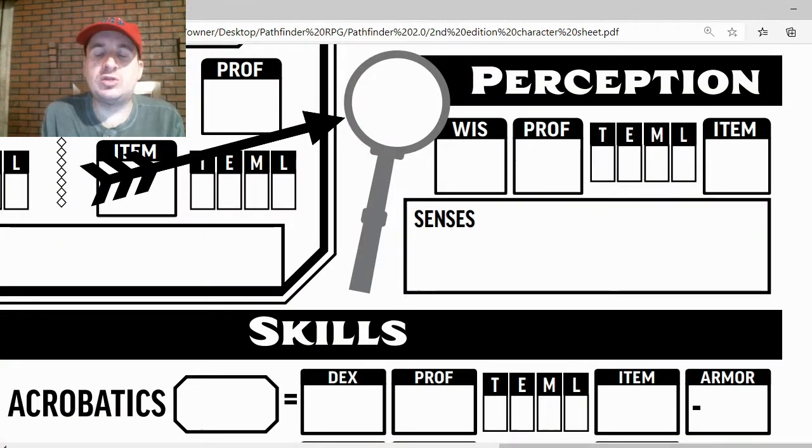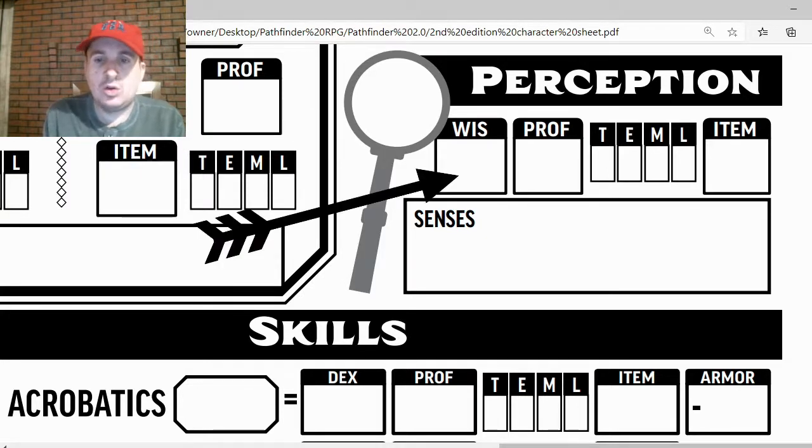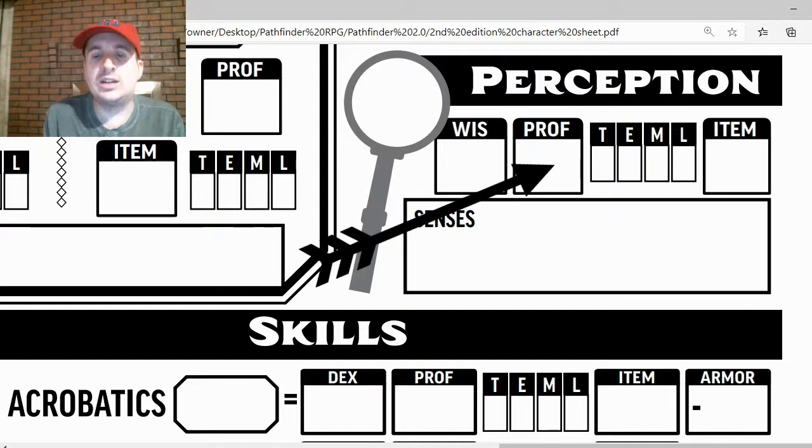Perception is a special skill. All classes are at least trained in it. This determines how well your character can perceive the things around him. How well can they hear? What's their eyesight like? 20/20 or worse? Really depends on what your wisdom modifier is and what your class is, because some classes are better at perceiving things than others.